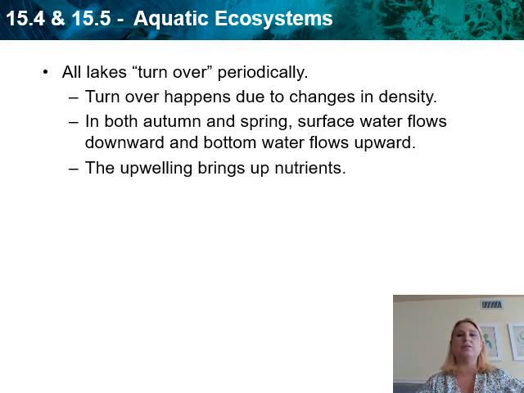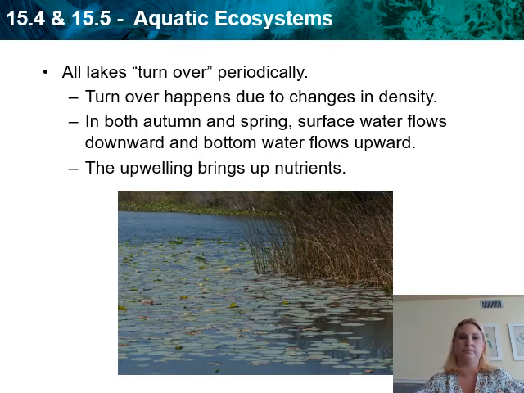Also, lakes actually do this thing called turning over periodically, and this happens due to the weather. Turnover happens due to changes in density. So both in autumn and spring, the surface water will actually flow down because it gets cooler, right? And as it cools, it kind of floats down, and then it pushes the water that was on the bottom, which is warmer, up to the surface. And this helps to bring up nutrients and actually helps to cycle the water within these freshwater systems.